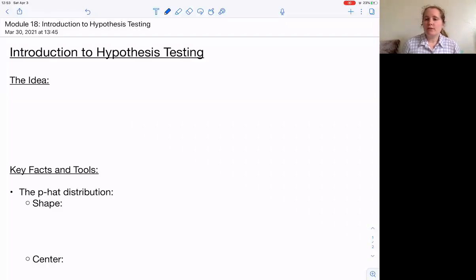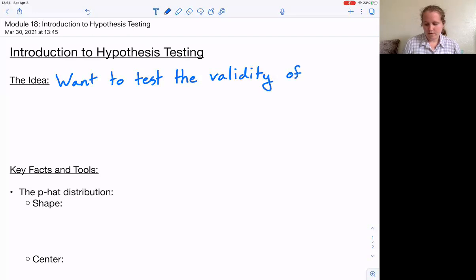Welcome to an introduction to hypothesis testing. So the idea here is we want to test the validity of some claim about a population parameter.